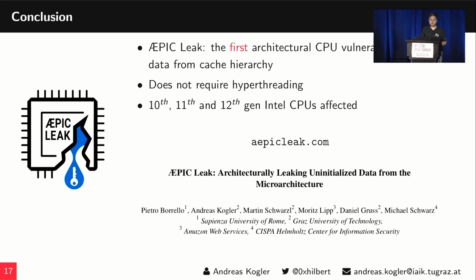So that brings me to the conclusion. We have seen APIC Leak is basically the first architectural leak that can leak stale data from within superqueue entries. It does not require hyperthreading, but it highly benefits from it. And due to the APIC virtualization change, we know that it's only affecting newer CPUs.